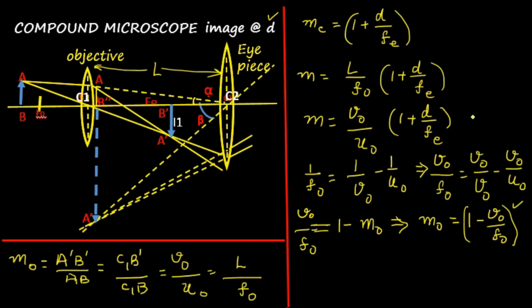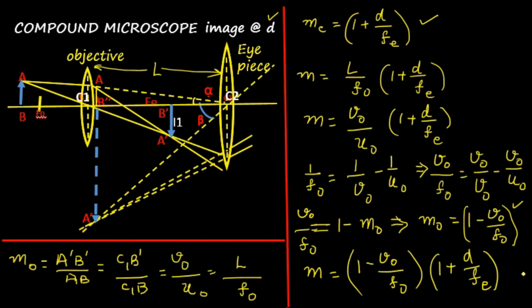We already have an expression for magnification due to eyepiece, that is equal to this equation. So we can write M is equal to 1 minus V0 by FO into 1 plus D by FE. This expression is for image formed at least distance of distinct vision. I hope it is clear.